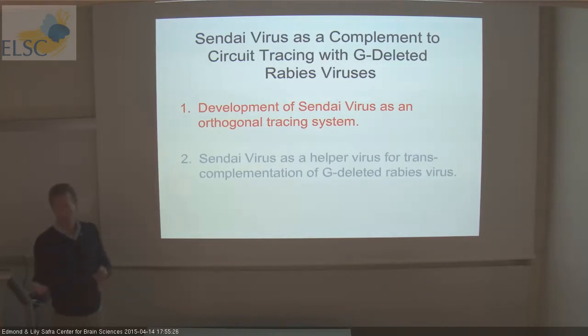So you might like to know that about long-distance inputs, say inputs from the thalamus or cortical-cortical connections, whether two neurons that are connected to each other or not connected, or of different types, share common input. So, as I'll show in the next slide, to do this we need an orthogonal tracing system, and I'll show you what I mean by that.